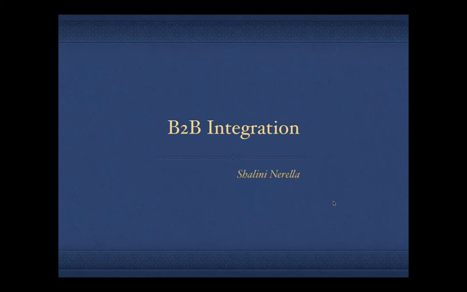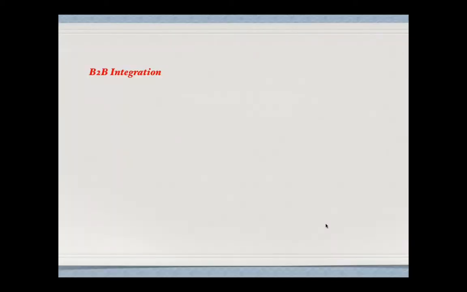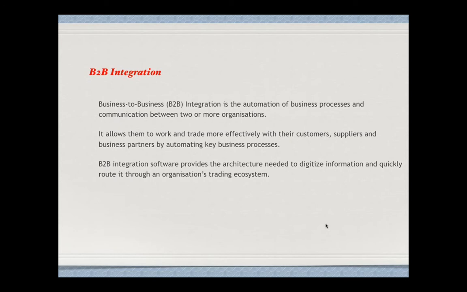Now today's session, we'll talk about B2B integration. B2B stands for business to business integration. In simple terms, it defines the process of purchasing and selling of goods between organizations. It is the automation of business processes and communication between two or more organizations. It allows them to work and trade more effectively with customers, suppliers, and business partners by automating the business processes. B2B integration software provides the architecture needed to process the information and quickly route it through an organization's trading ecosystem. Right?